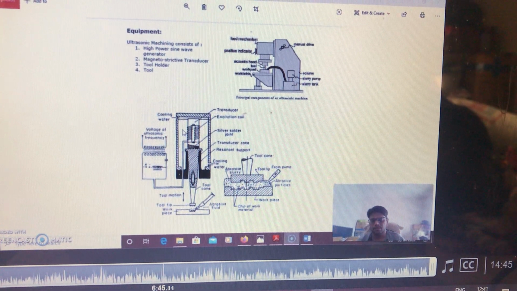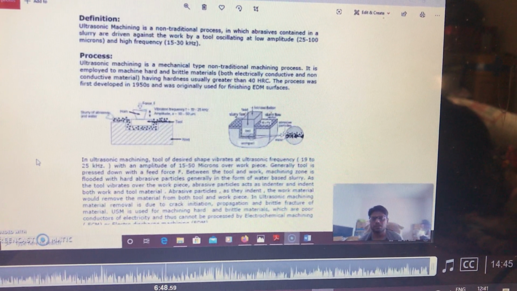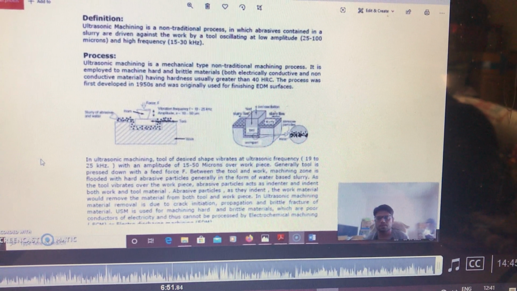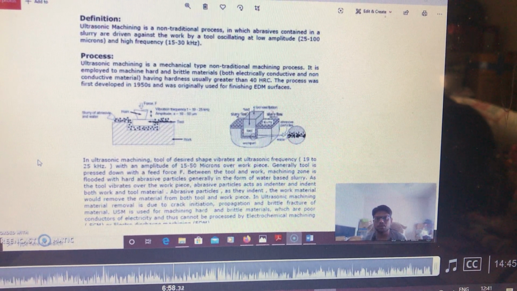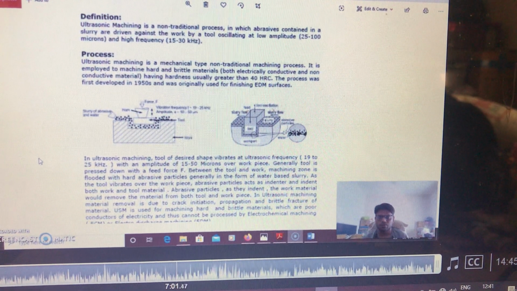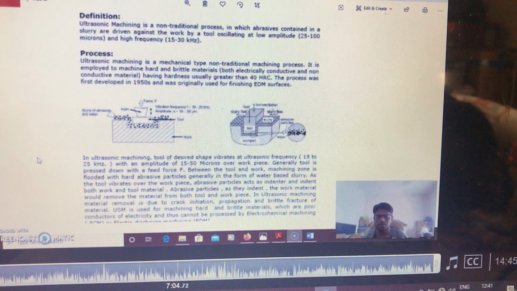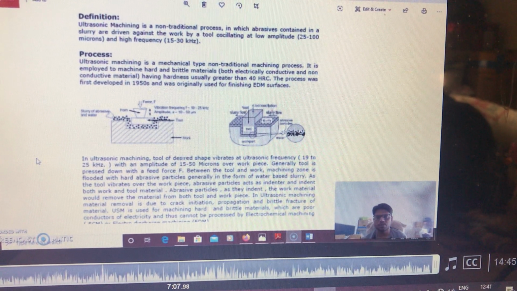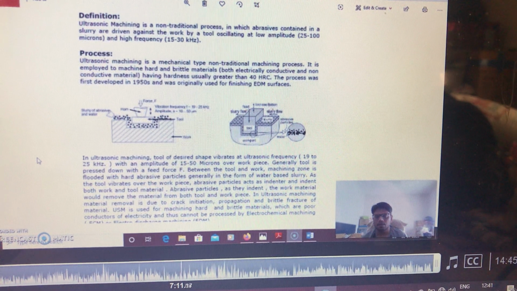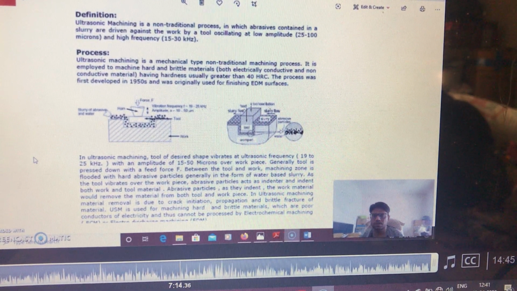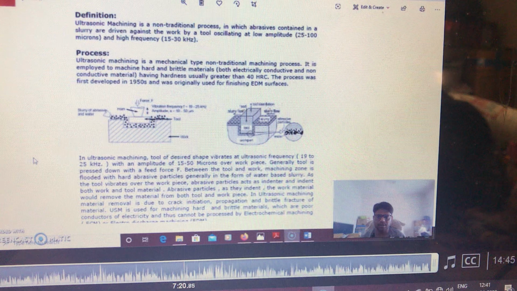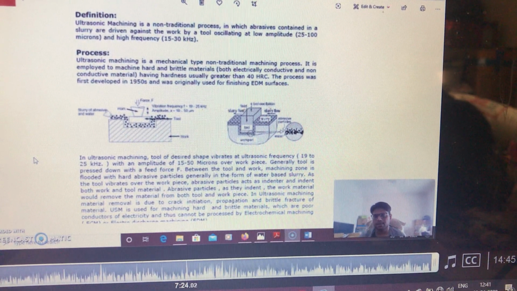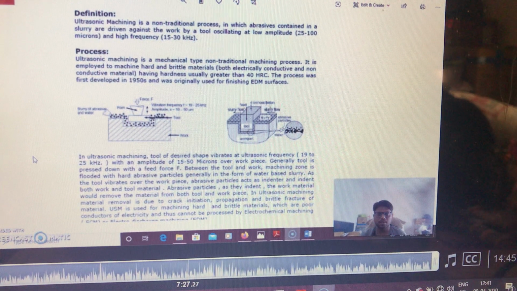At the lower part you can see, here we will discuss how the process can be carried out. Basically the frequency is 15 to 30 kilohertz, but with low amplitude, 25 to 100 micron. Ultrasonic machining is a mechanical type non-traditional machining process. It is used for hard and brittle material. Whether it is conductive or non-conductive doesn't matter, but the hardness is greater than 40 HRC.